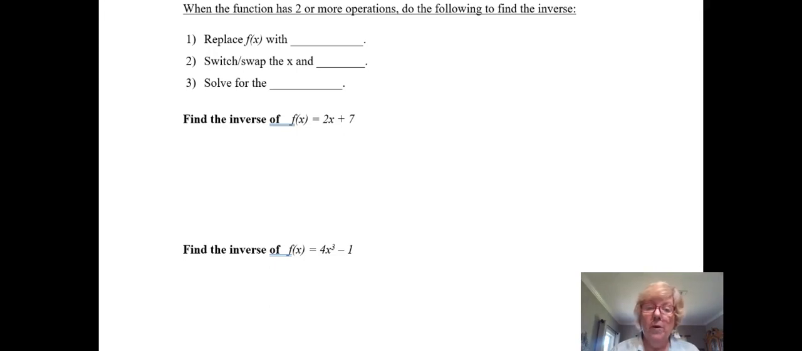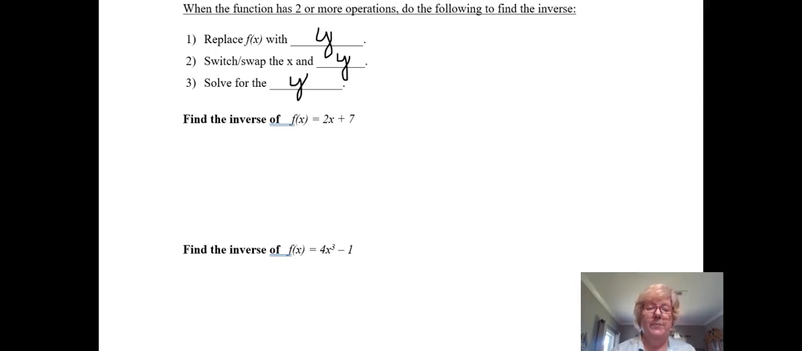Now it's a little more involved if you have more than one operation. So if you do have 2 or more operations, use the following 3-step method. First, replace f of x with the letter y. Way back when we covered function notation, I said f of x and y were interchangeable. Then you will switch or swap the x and the y around. Then last but not least, you will solve for the y.